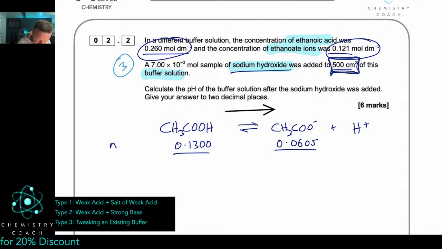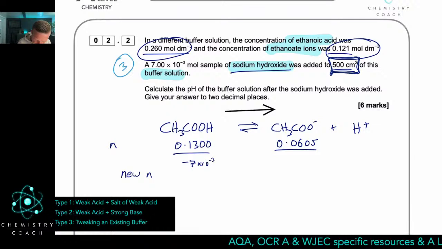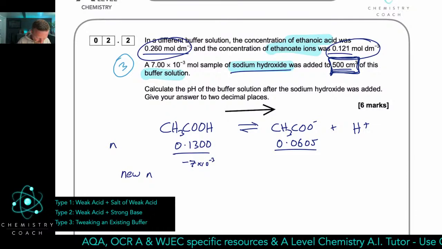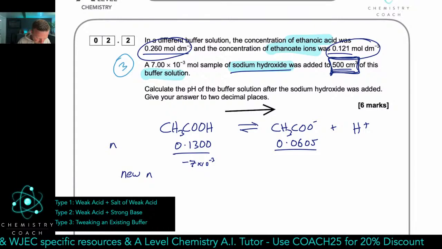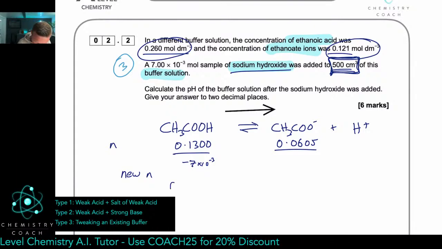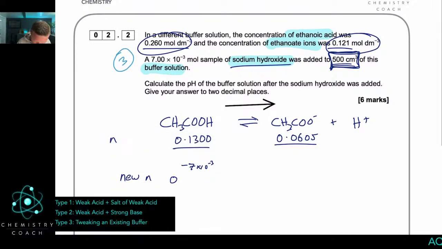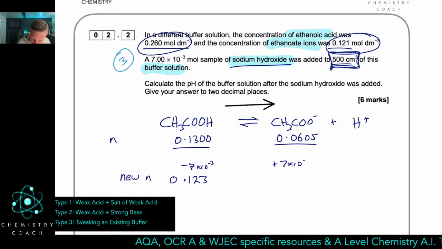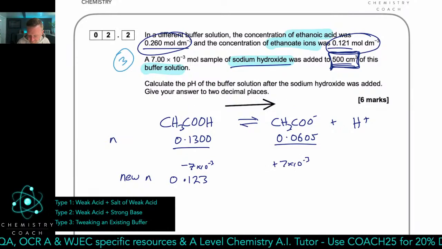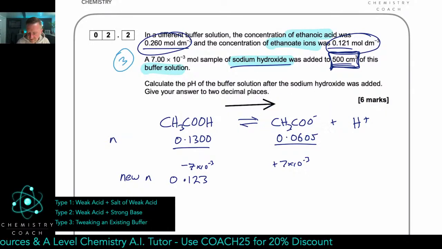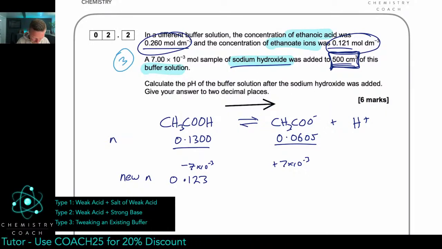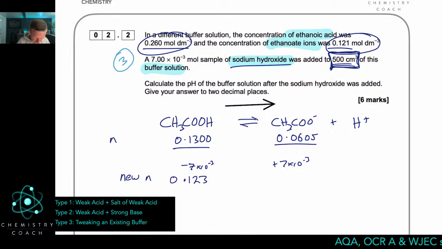Okay, so the new number of moles, this is minus 7 times 10 to the minus 3. So 0.13 minus 7 times 10 to the minus 3 equals 0.123 moles. And this is going to go up by 7 times 10 to the minus 3 because as it shifts to the right, yes, it's replacing the hydrogen ions, but we're making more of these as a consequence as well. You can't do one without the other. So 0.0605 plus 7 times 10 to the minus 3.